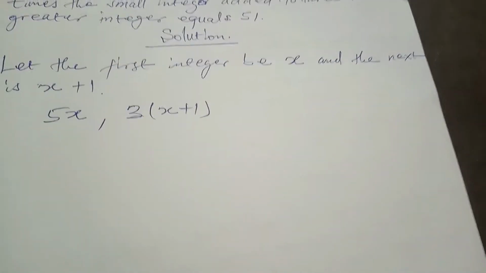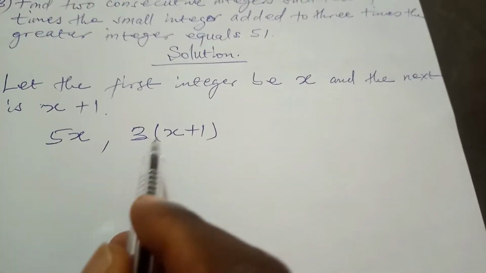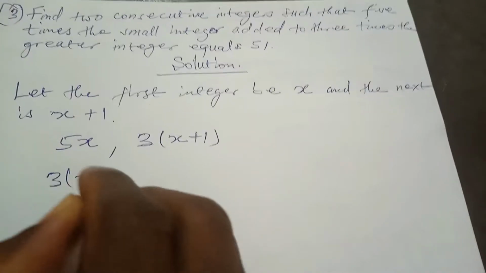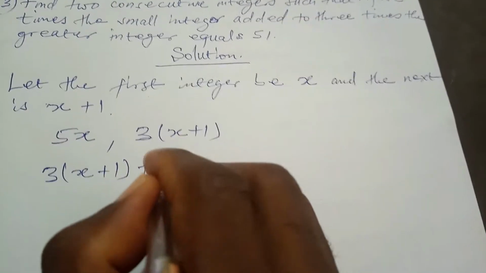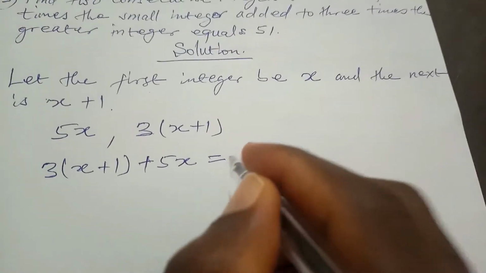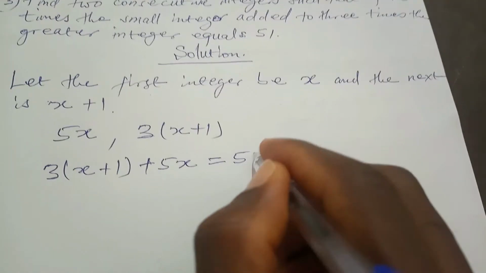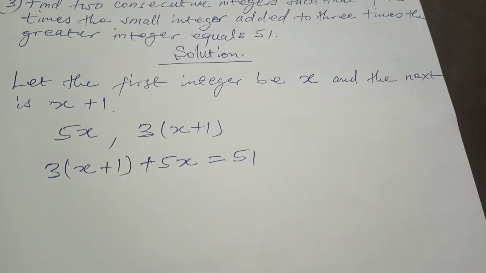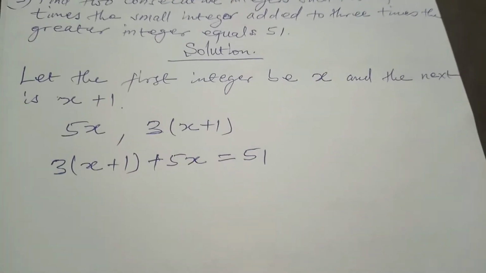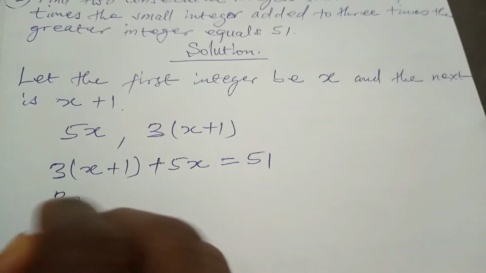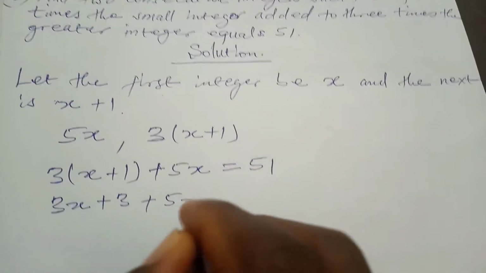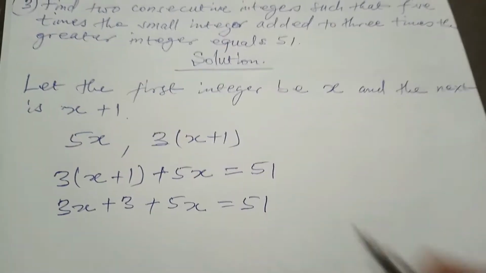Now we are going to form that equation. That means this is added to this. So this will come first. We have 3(x plus 1), then plus 5x, because they said 5x is added to this and is equal to 51. Now we have formed our equation. After forming the equation, we just expand and make x the subject. So in expansion, this gives us 3x plus 3 plus our 5x now will be equal to 51.